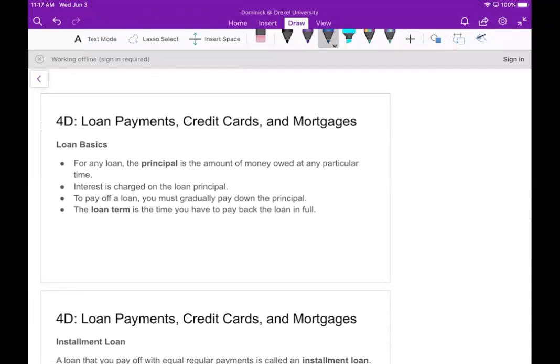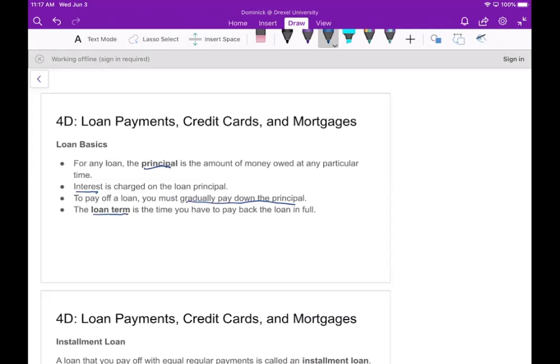So for any loan that you have, the principal is usually the term that's given to the amount of money that's owed at any particular time. Then, of course, the whole concept of why people offer loans is so that they can make interest. And of course, interest is charged on the loan principal. Now, in order to pay off a loan, you must gradually pay down the principal. And the last term that we'll have here is what's called the loan term, which is the time you have to pay back the loan in full.